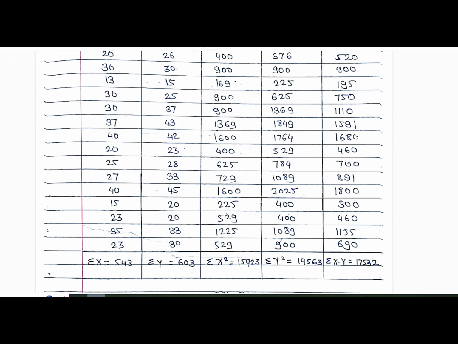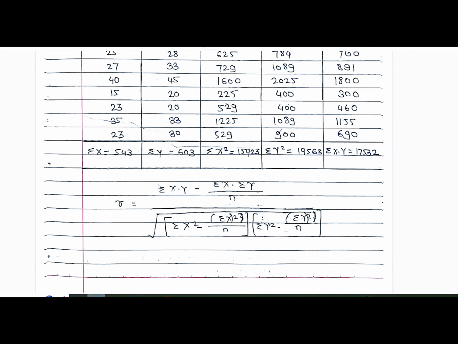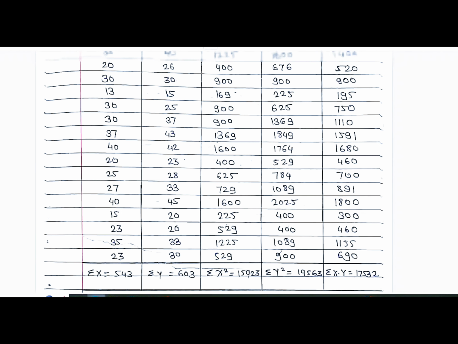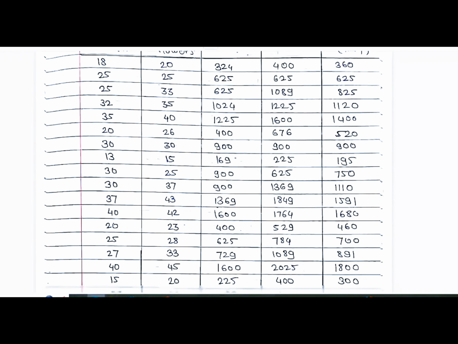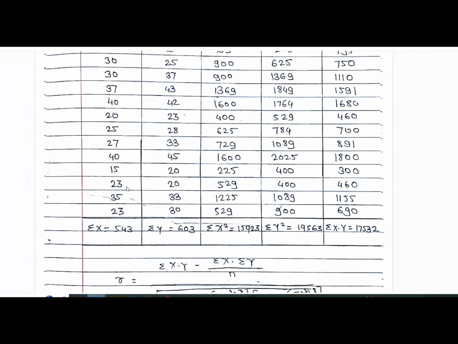So now again come to the formula. Now you have got the first term summation of x into y, summation of x, summation of y. Now divided by small n. Small n is the number of observations. Just count the total number of observations from top to bottom. 1, 2, 3, 4, 5, 6, 7, 8, 9, 10, 11, 12, 13, 14, 15, 16, 17, 18, 19, 20.